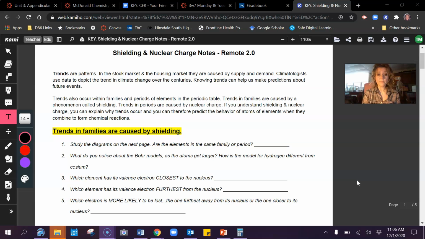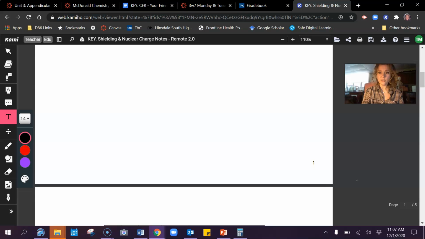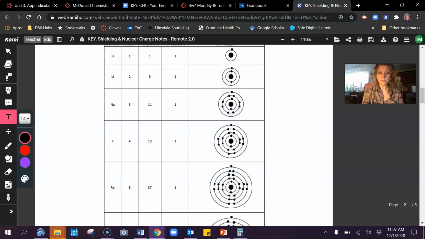So you should pull up this document. This is called Shielding and Nuclear Charge Notes, Remote 2.0. And our first section is Trends in Families are caused by shielding. So number 1 says to study the diagrams that are found on the next page. So let's move down to the next page, page 2.